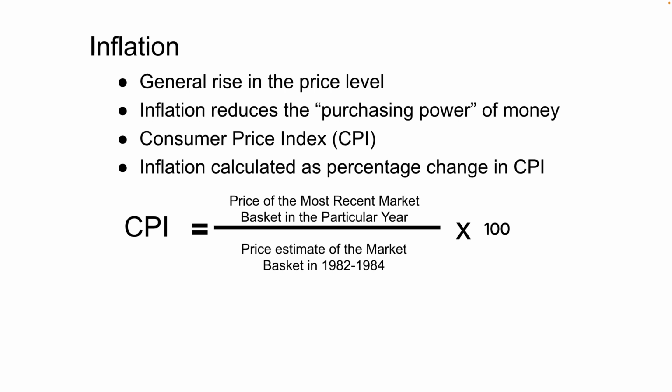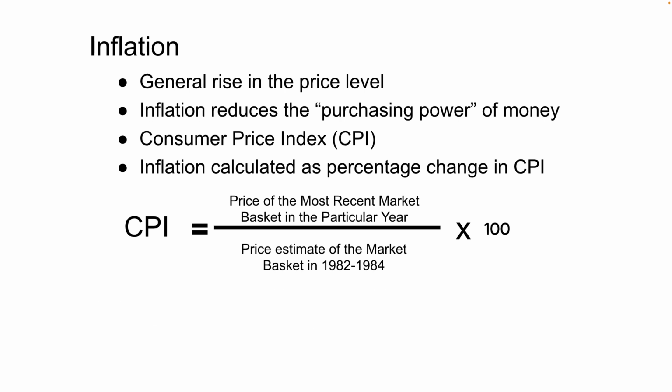Then they calculate the CPI by taking the price of the most recent market basket and they divide it by the market basket expenditure in a base year. And currently the base year is set using an average of prices from 1982 to 1984. So basically, again, the CPI is a ratio of current year prices to base year prices. Then we multiply it by 100 because the CPI is always stated in a base 100.